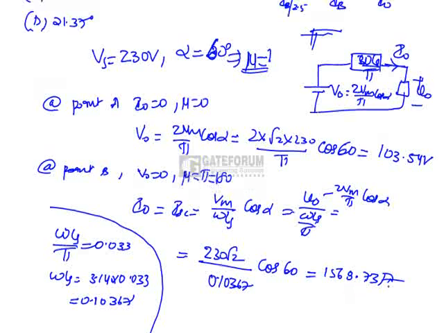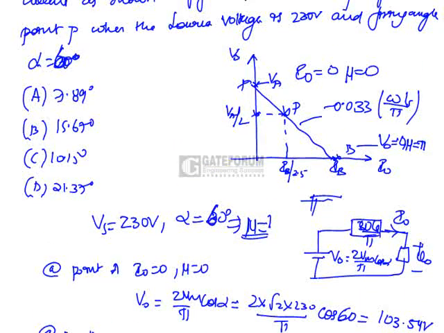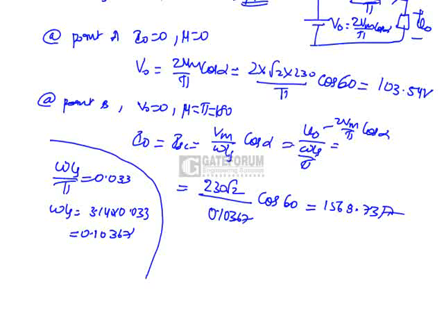What is our aim? We have to find the overlap angle at point P. The voltage at point P is VA by 2, that is the open circuit voltage by 2, whereas the current is IB by 2.5, that is the short circuit current by 2.5. With source inductance, the terminal voltage V0 is equal to 2Vm by pi into cos of alpha plus mu, minus, since this is single phase, omega Ls by pi into I0.